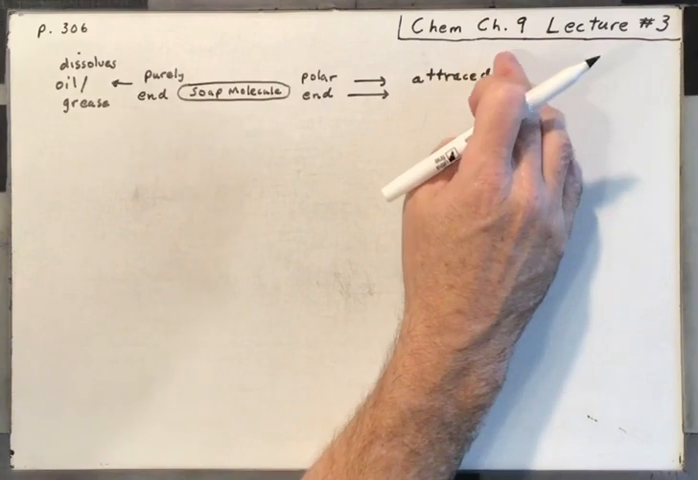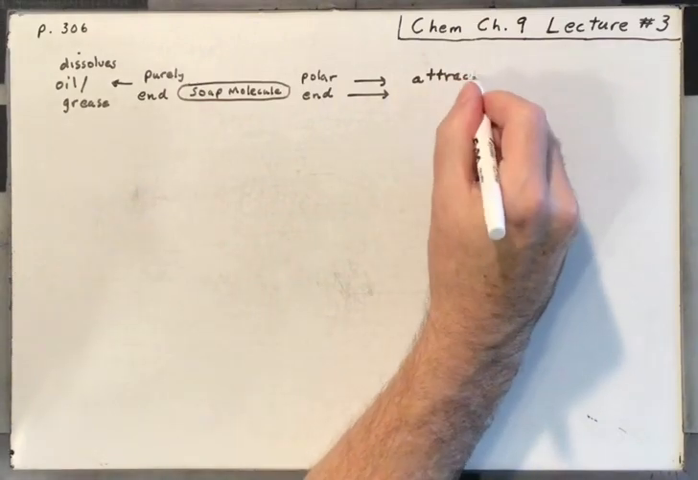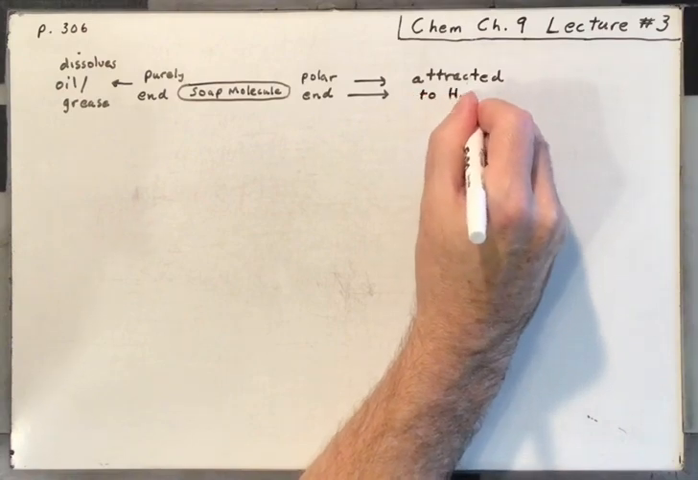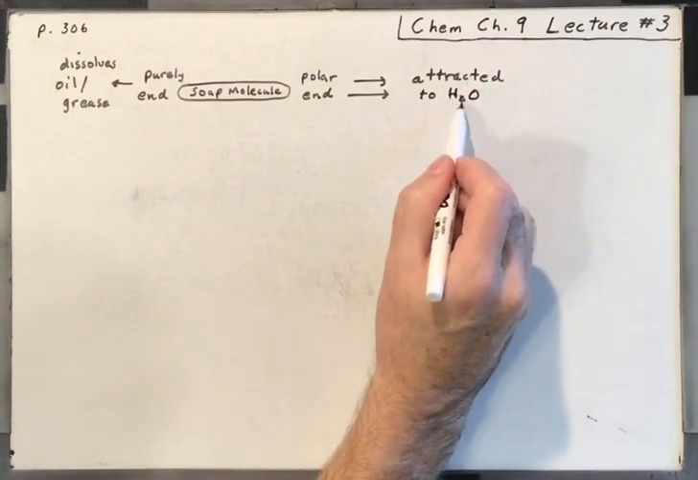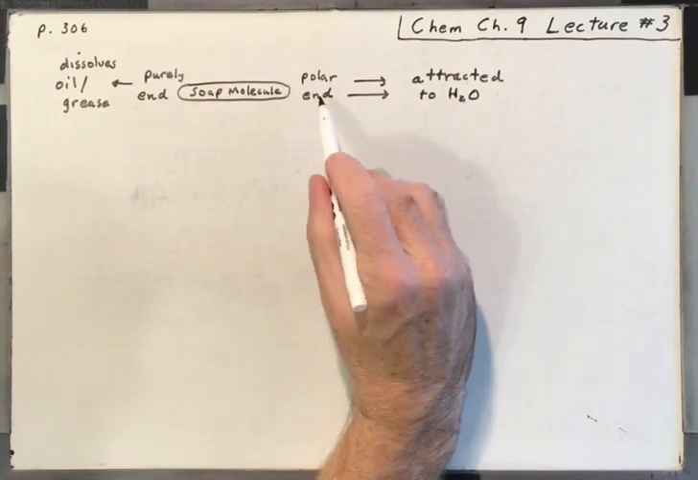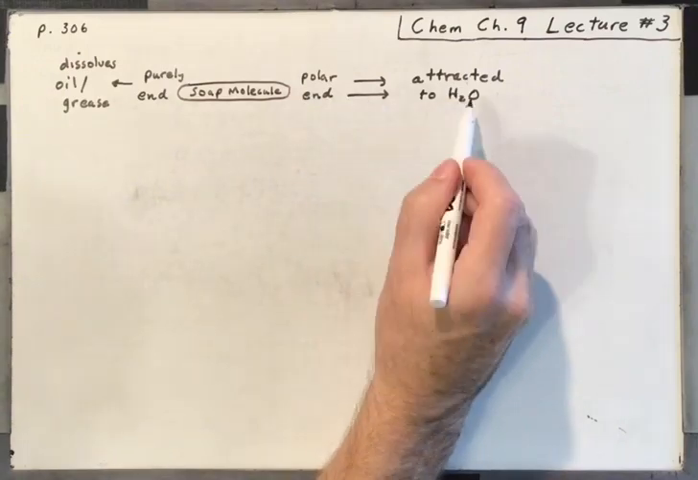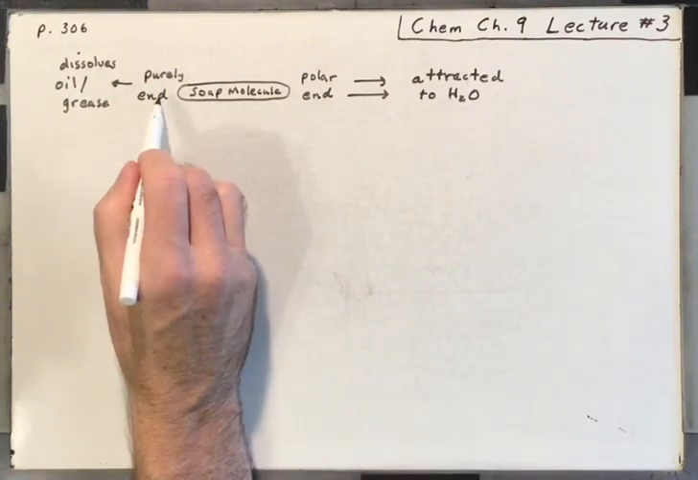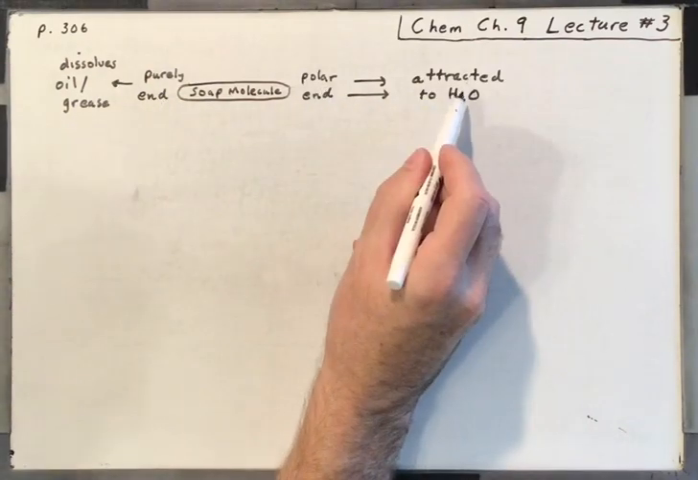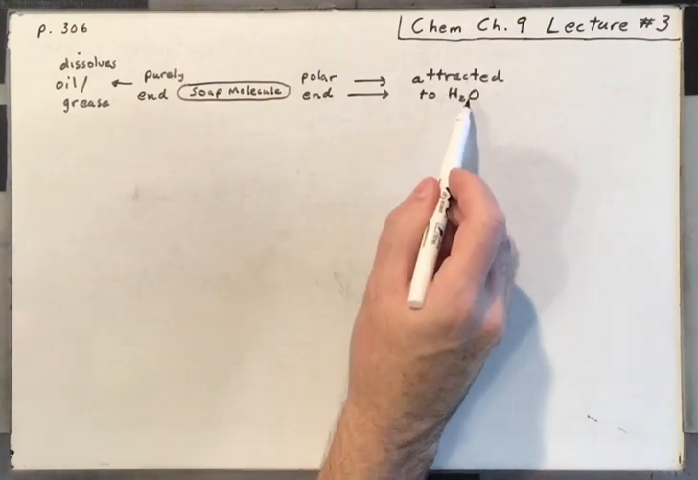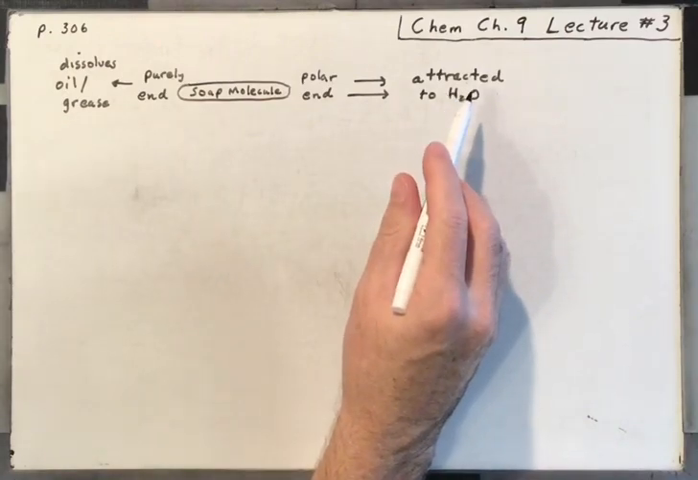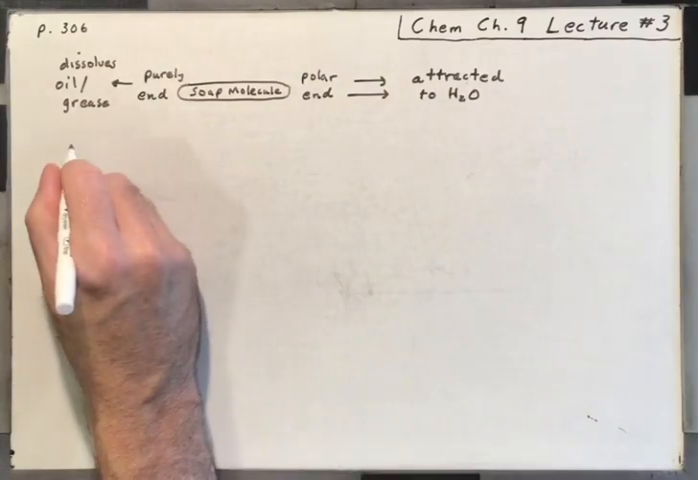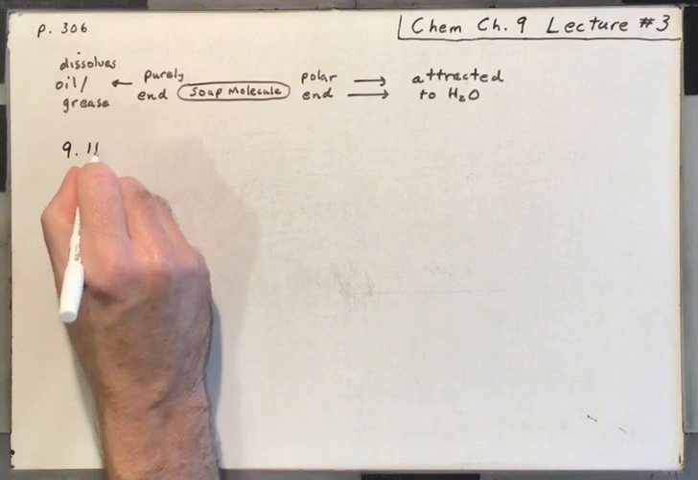Well, that's not good spelling. All right, because water is polar, it's that bent shape. So the polar end of the molecule has an electrical attraction to the water. So this end dissolves oil and grease, and then this end pulls it away as you rinse with water. So that's pretty cool. That's how soap works. So let's look at 9.11 and finish this up.